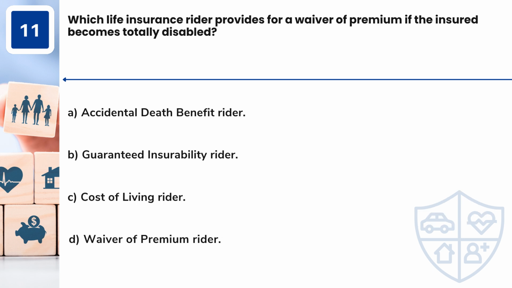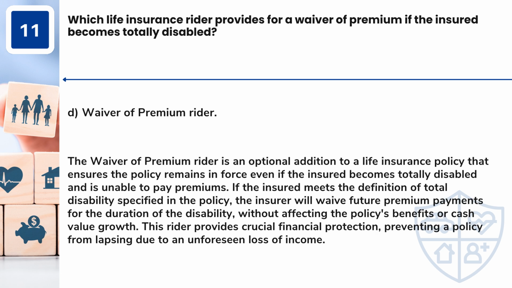Question 11. Which life insurance rider provides for a waiver of premium if the insured becomes totally disabled? A. Accidental death benefit rider. B. Guaranteed insurability rider. C. Cost of living rider. D. Waiver of premium rider. Answer: D. Waiver of premium rider.